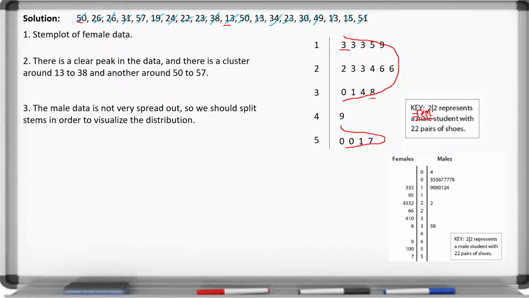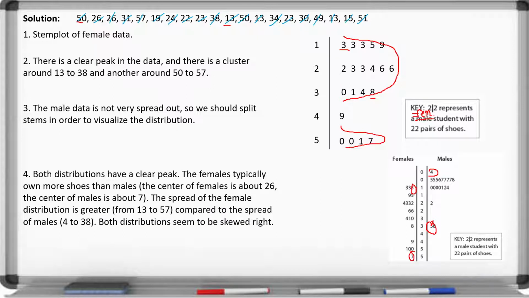All right, so if we compare the spreads, the male distribution is not very spread out, so we should probably split the stems in order to visualize the distributions. If you look at the male data, there's not much spread. If you look at these two numbers from 4 to 58, there's not much spread when you compare it with the females, which is from 13 to 57.